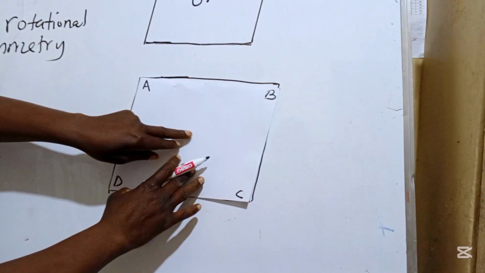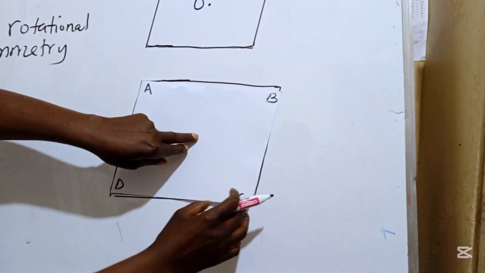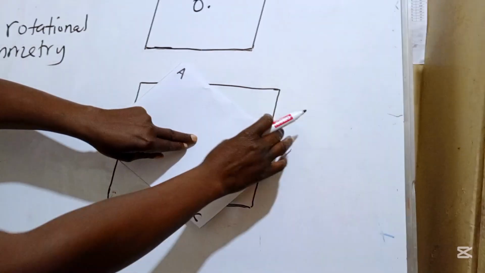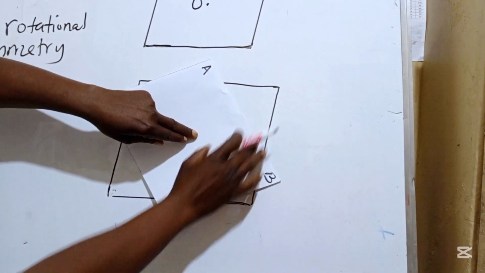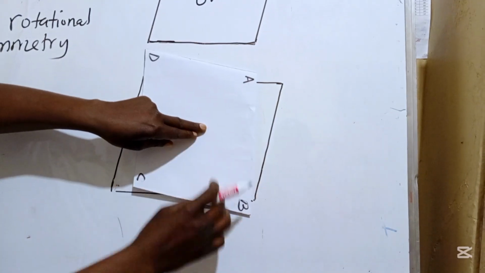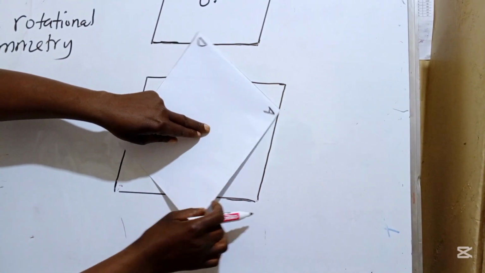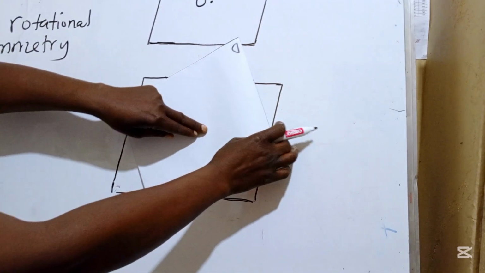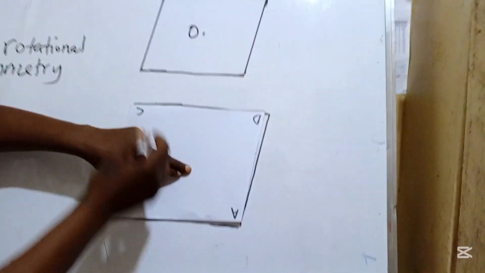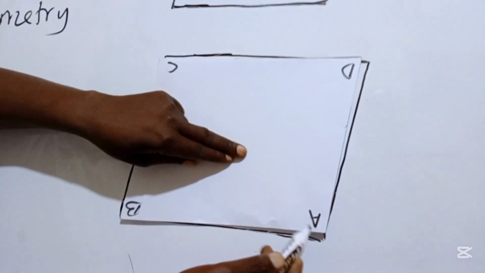So now I'll start rotating this. You can see once I rotate it, it comes here. It won't fit the shape. You can see that it hasn't fitted the shape. I continue rotating, and you'll find that it fits the shape. You can see where there is C, that is where A was.